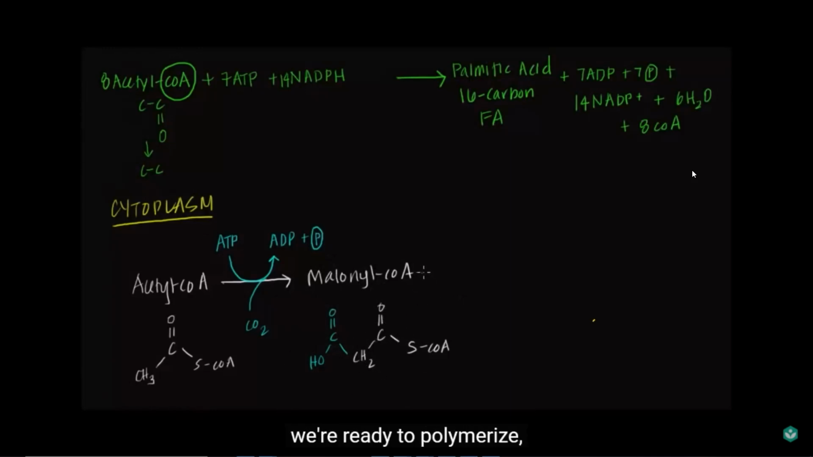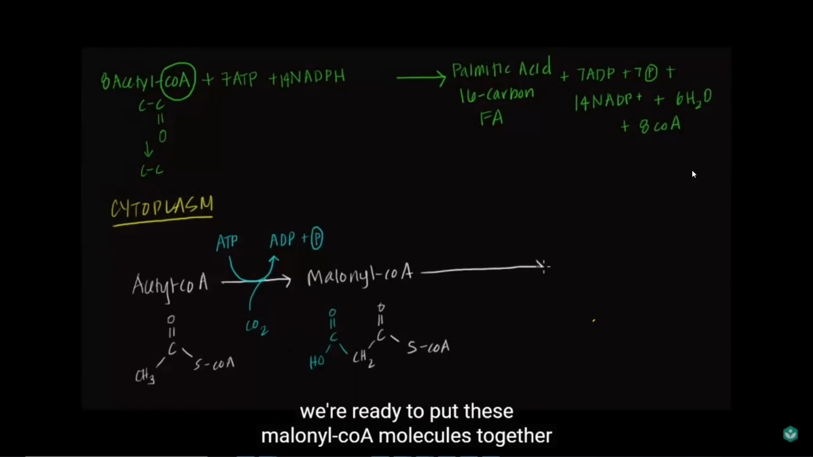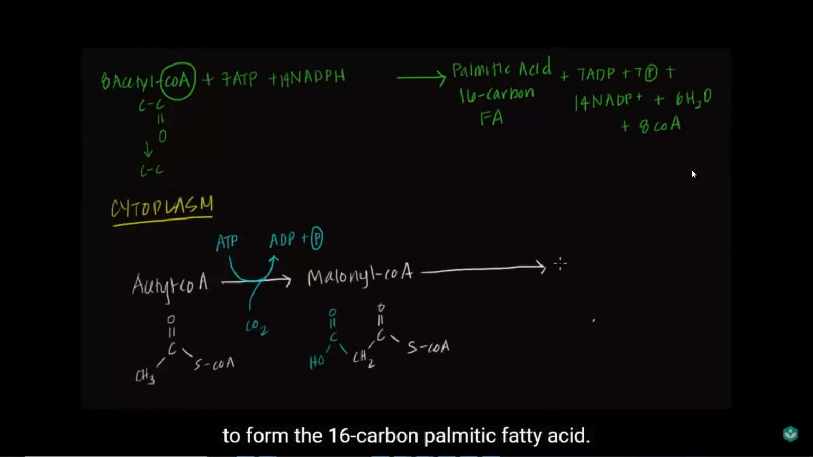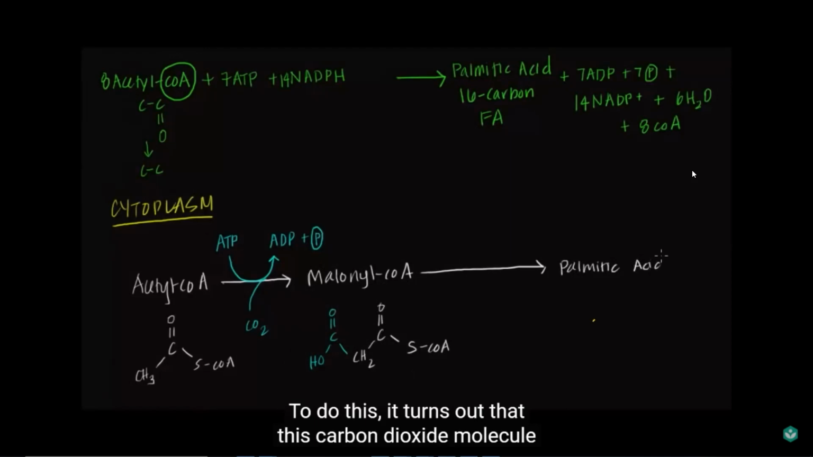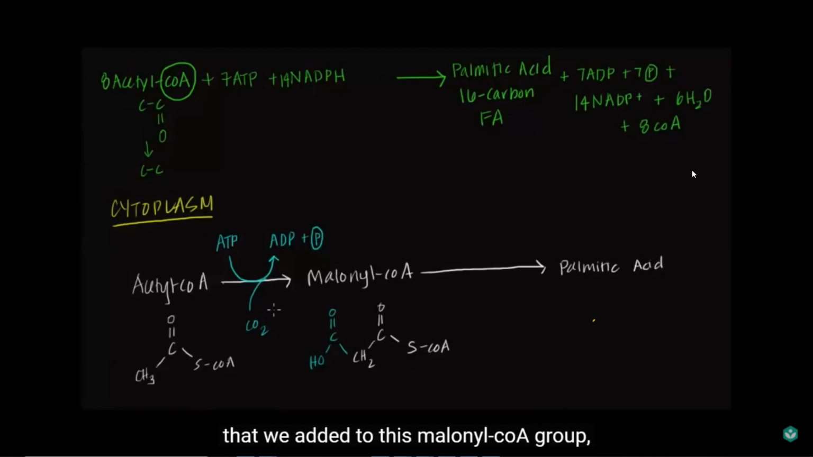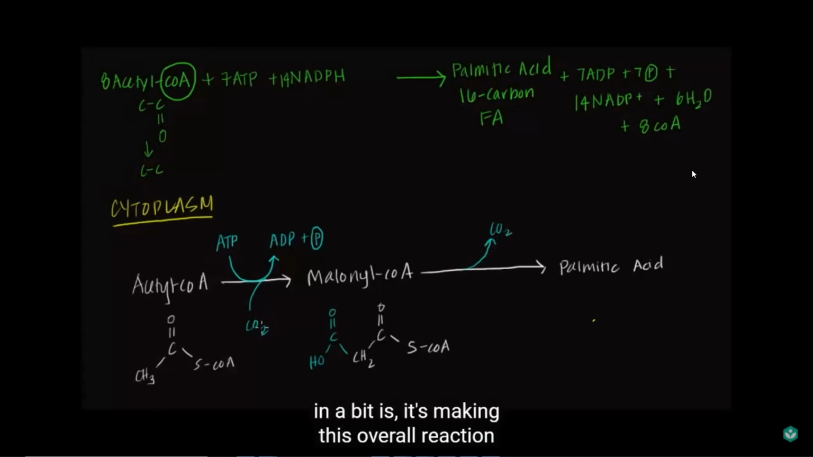Now, after this activation step, we're ready to polymerize. We're ready to put these malonyl CoA molecules together to form the 16-carbon palmitic fatty acid. So to do this, it turns out that this carbon dioxide molecule that we added to this malonyl CoA group plops off once again. So it might seem weird to you that we're adding a carbon dioxide molecule and it plops off again, but what this is really doing, as I'll touch on in a bit, is making this overall reaction thermodynamically favorable, because otherwise it wouldn't be able to occur. And notably, we also happen to lose some water molecules as well in the process.